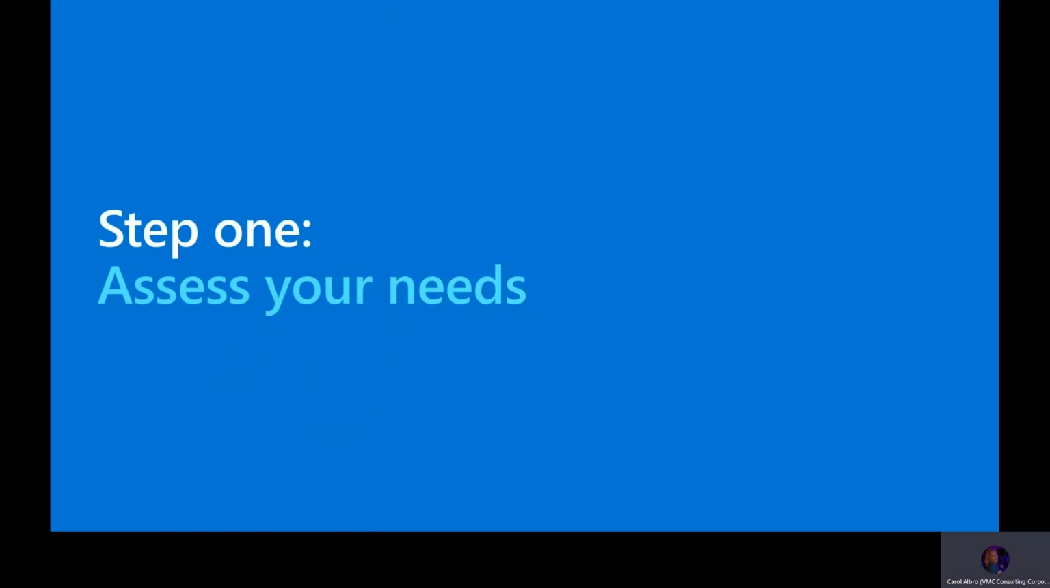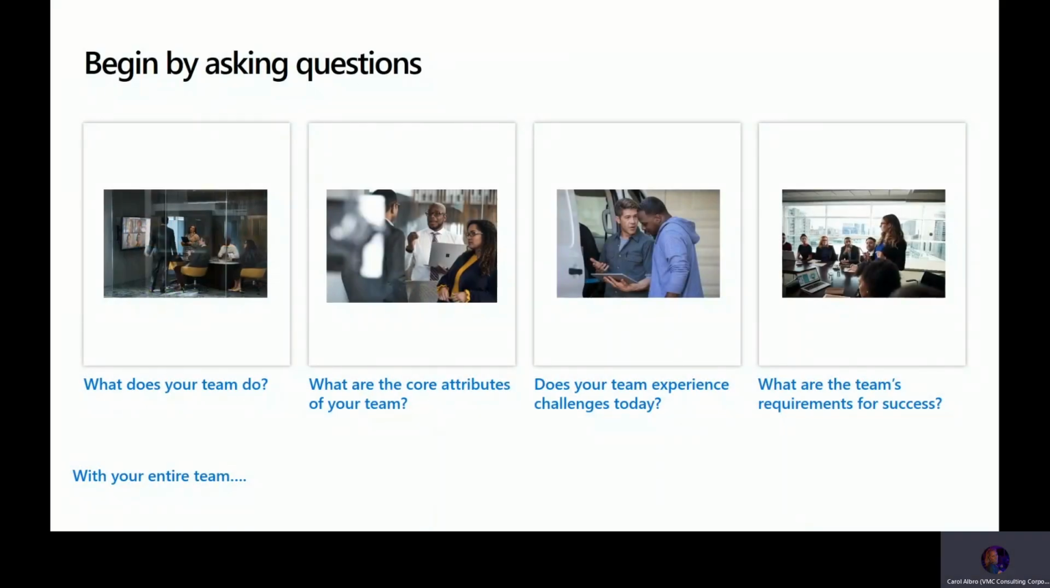Step 1. Let's talk about how to assess your team. First, you will want to ask these questions. Make sure you include your entire team in this process. Think about, what does your team do? Do you have core attributes that need to be considered? Does your team have obstacles to good collaboration? If so, what are those? And finally, what does your team need to be successful? Let's take a deeper look into each of these questions.